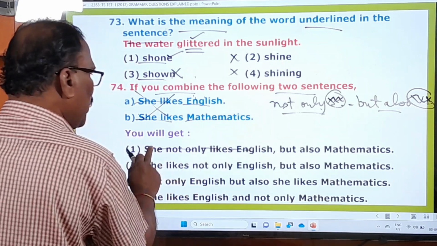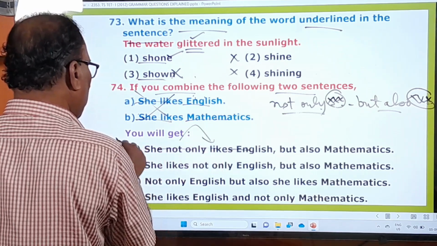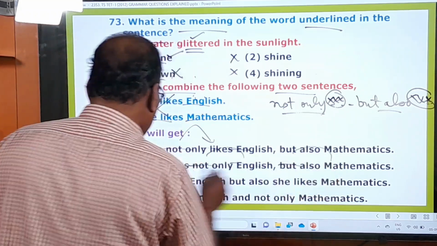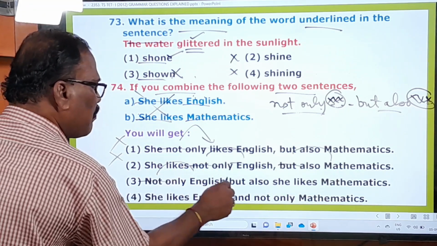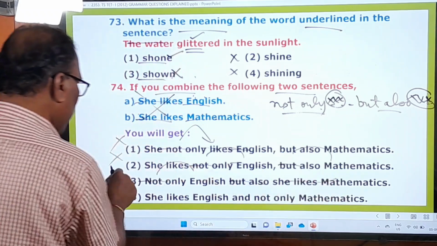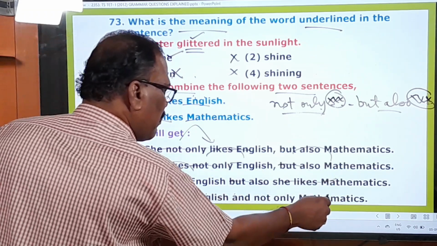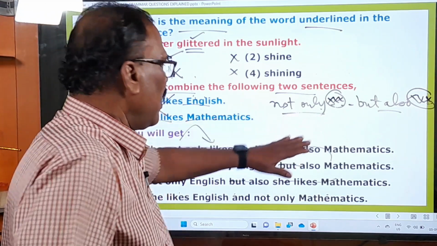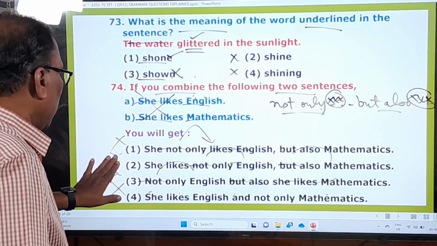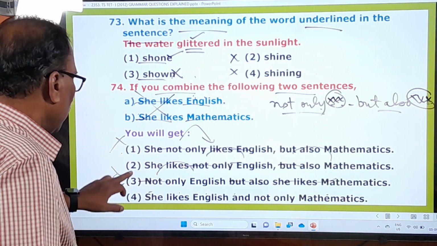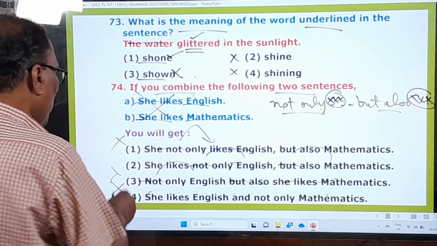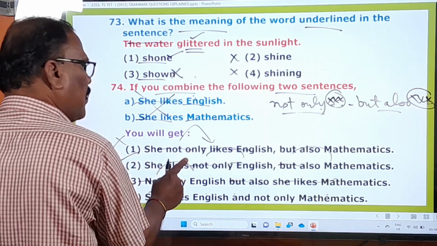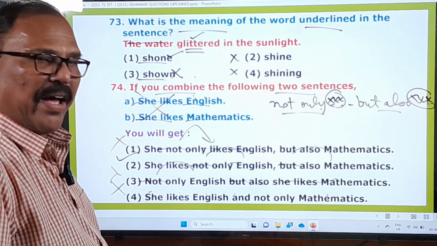So in "She not only likes," after this "likes" is there, so it is wrong. And the second sentence, "She likes not only English but also mathematics," this is correct. And here "not only English but also she likes mathematics," wrong. "She likes English but and not only mathematics," wrong. So in this way, this coordinating conjunction is wrongly used in the first, third and fourth sentences, and only in the second sentence it is rightly used, and therefore this is going to be your answer, right?